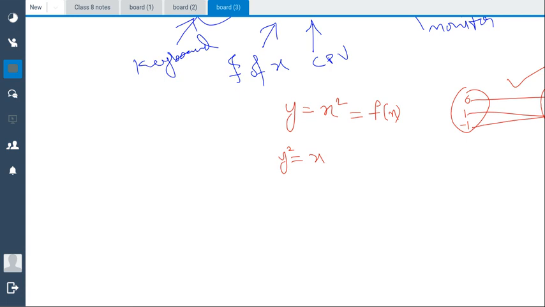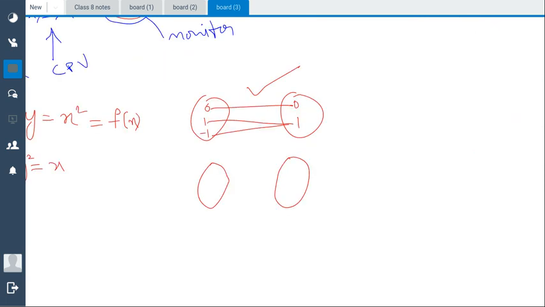If y is equal to root of x. If y is equal to 0, then x is equal to 0. If y is equal to 1, then x is equal to 1. If y is equal to minus 1, then x is equal to 1. Now you are getting? That is not a function. Because if you remove this one, then how is it removed?